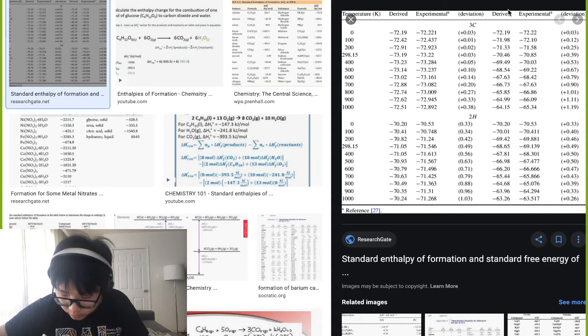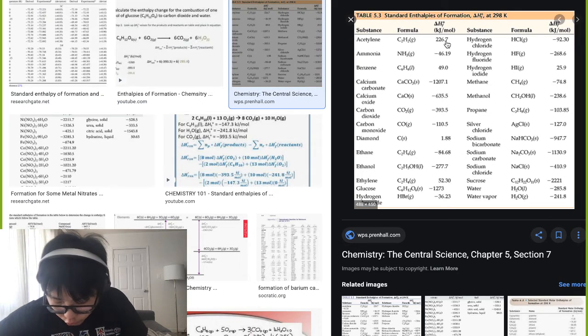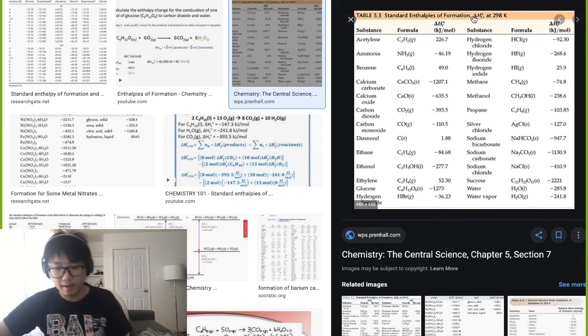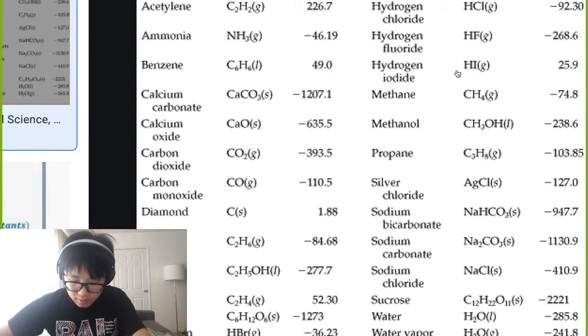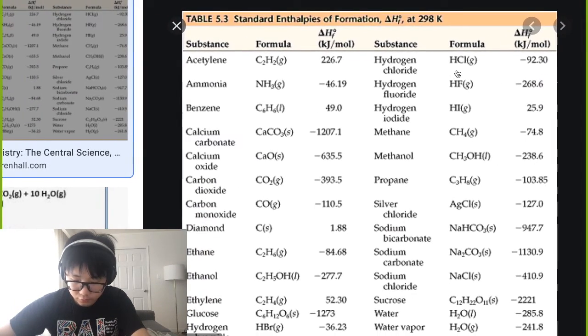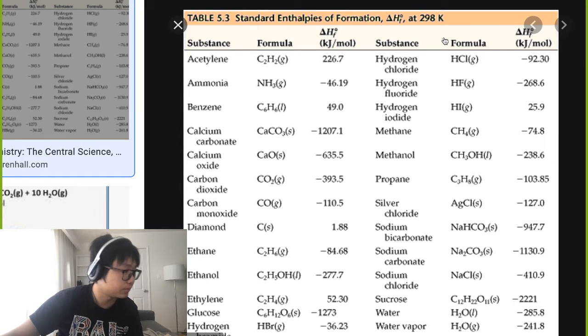Okay, so this is not the chart I wanted. Okay, so kilojoules per mole. Actually, I have pulled it up on my screen as well. Oh, so this one only has the enthalpy of formation. So this is saying at 298 Kelvin for temperature, because the enthalpy change depends on temperature.